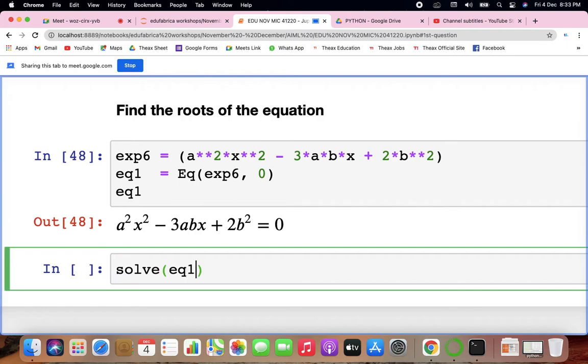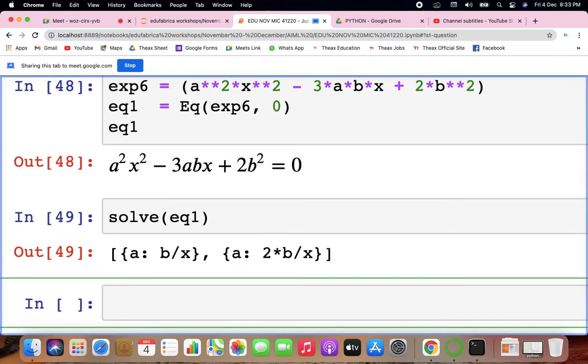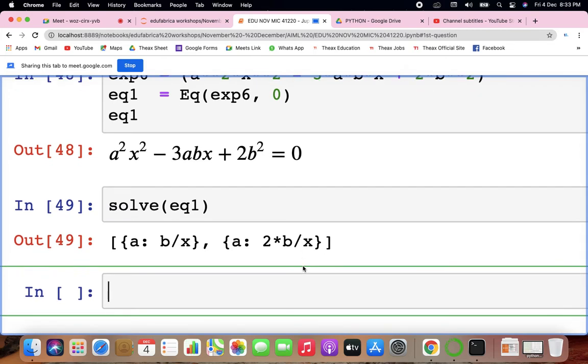For expressions you have functions for simplifications, tricks, important trick simplifications and all. So for that we have different functions. You need to solve the equations, not the expressions. Solving this eq1 will give you that a could be given as b by x, and a could also be given as 2b by x. So that could be the questions, right? So solutions, all right.